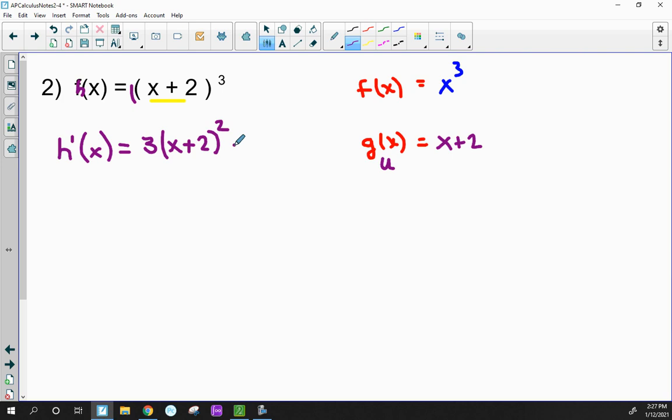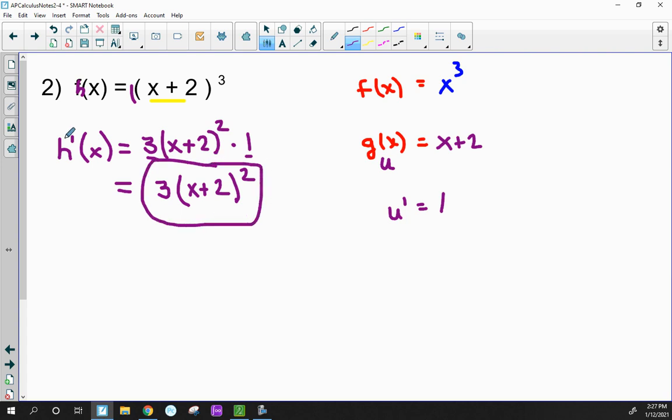You're then going to multiply that by the inside function's derivative. So the derivative of g of x, or u prime, would be the derivative of x is 1, and the derivative of positive 2 is 0. So you would just say, okay, it's 1. And then I would not leave 3 times 1 left in that problem. I'll go ahead and just multiply them together. And that's when you can call it quits. You don't have to FOIL that. So this is a good answer for the derivative of h.